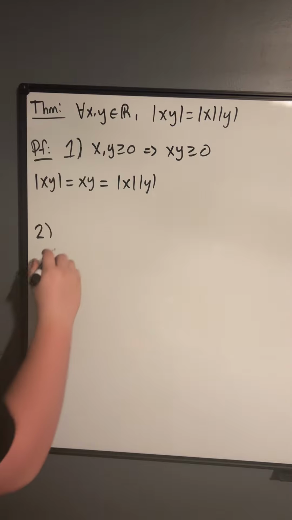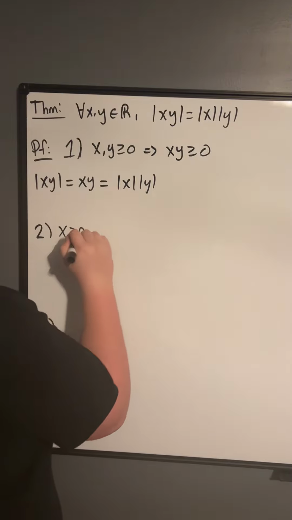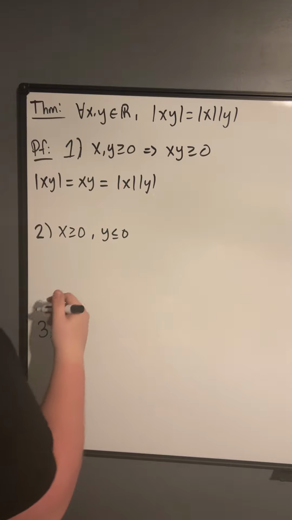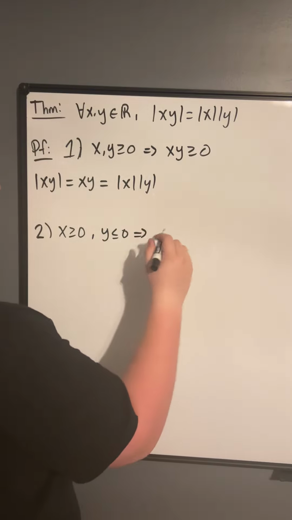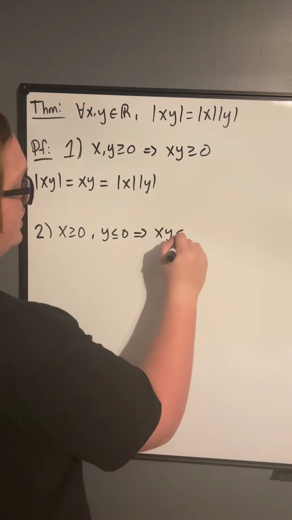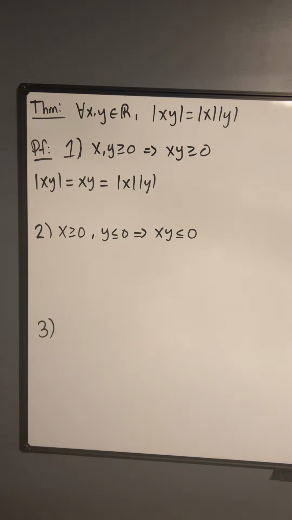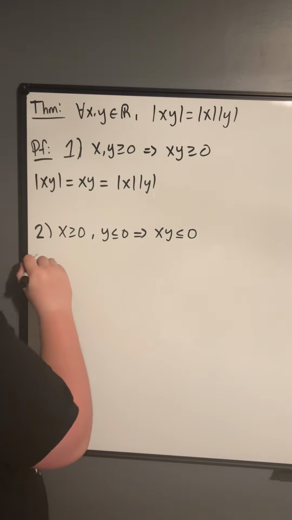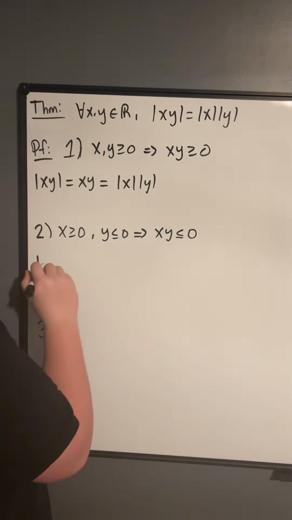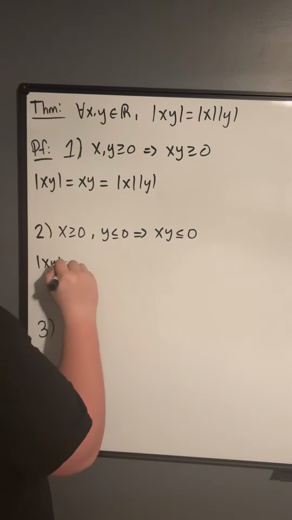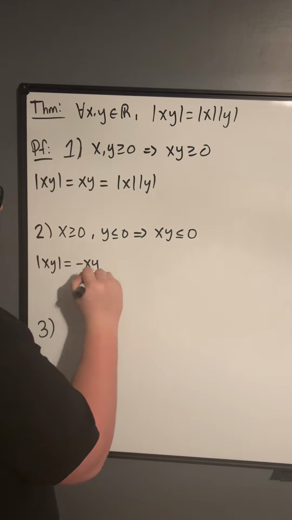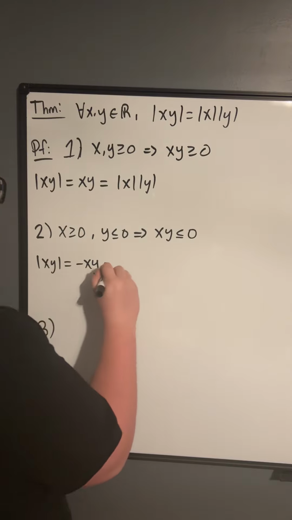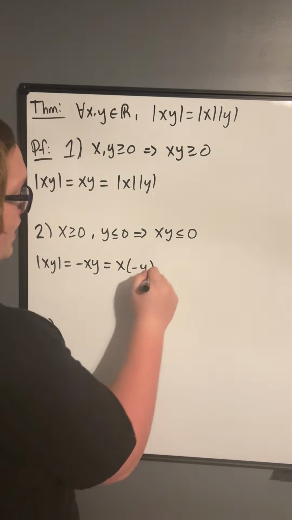Now let's consider the case where one is positive and one is negative. So let's say x is positive and y is negative. Then in this case, we're going to have that xy is actually going to be less than or equal to 0. Now, from the definition of an absolute value, if we take the absolute value of a negative number, then that's the negative of what we plug in. So the absolute value of xy then is going to be equal to negative xy, because this would make a negative number positive if we negate it. Now notice that this is the same thing as x times negative y.